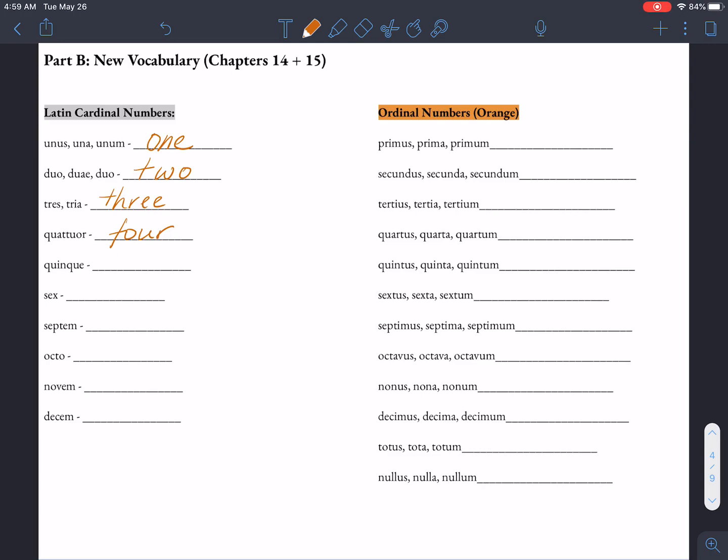All right? Next, please repeat after me. Quinque. Again, quinque. That means five. All right, next, please repeat after me. Sex. Again, sex. And that means six.